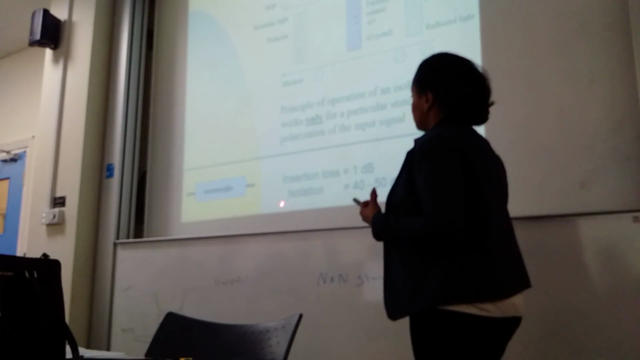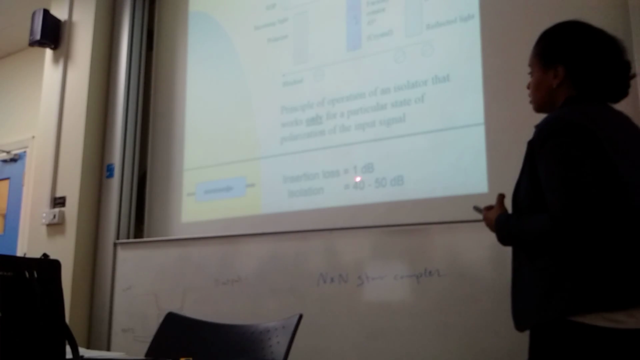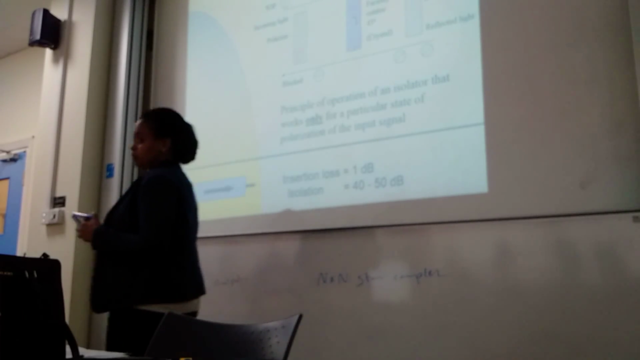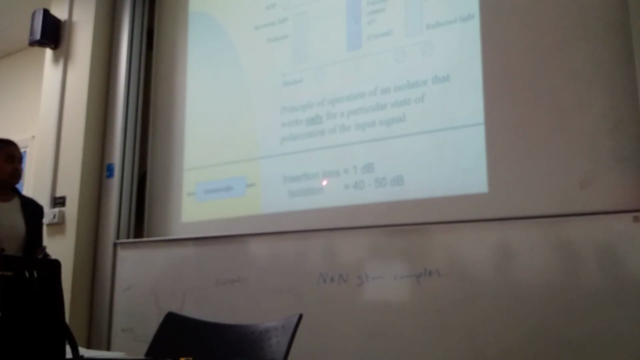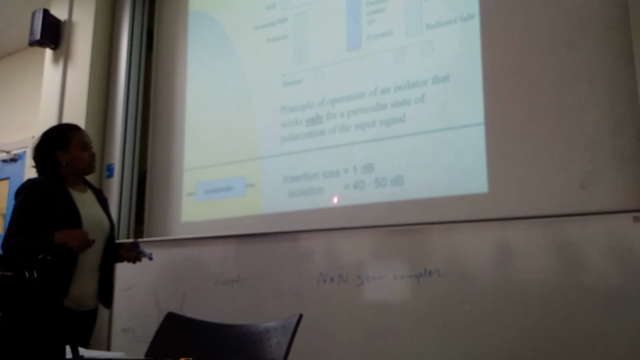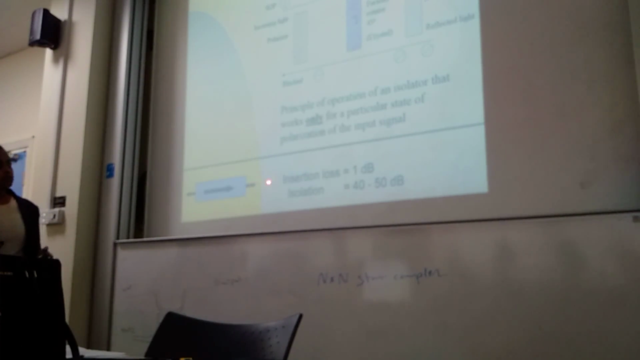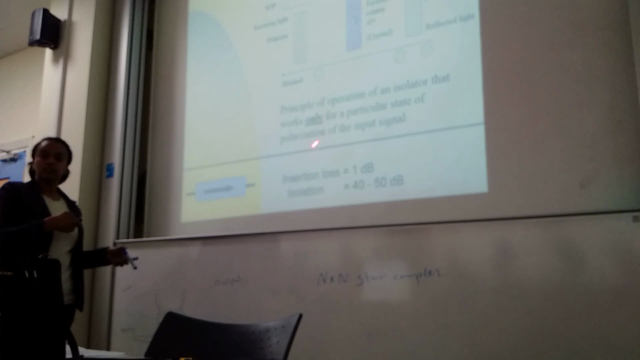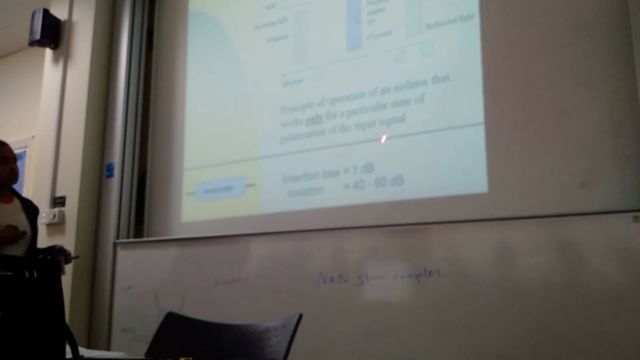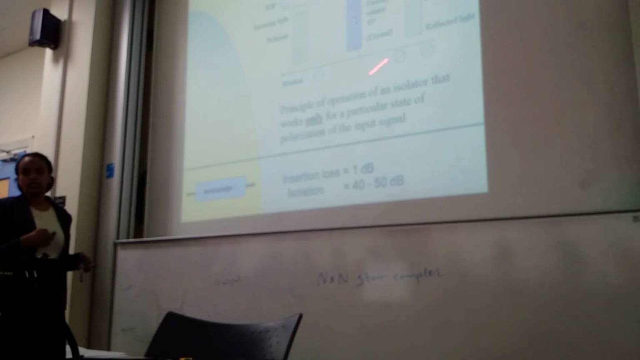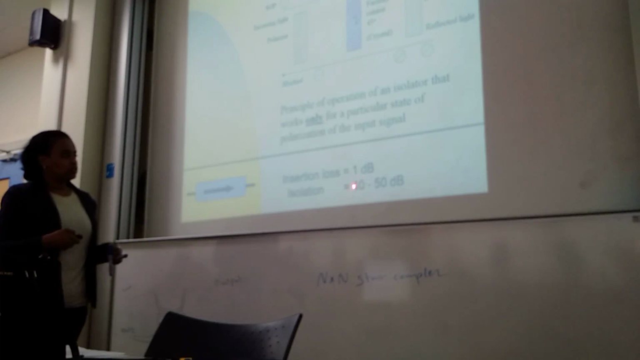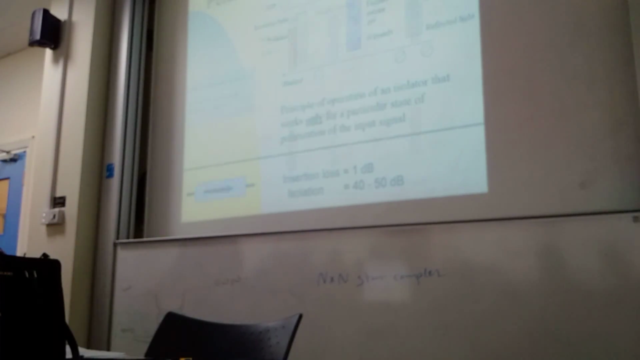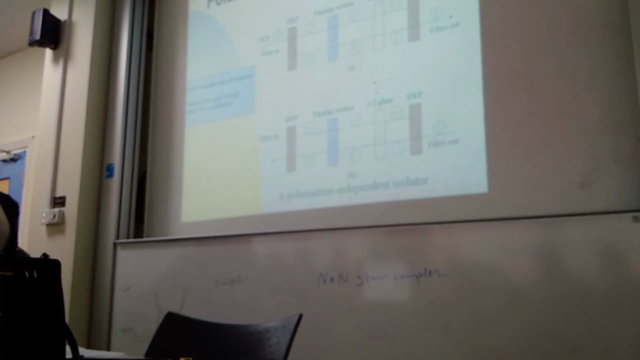Two important key parameters of an isolator are the insertion loss, which is supposed to be very small, 1 dB typically, and the isolation loss, which is the loss in the backwards direction. Insertion loss is the loss in the forward direction. This is the direction we want the signal to pass, so we need a very low insertion loss. Isolation is the other way, the backwards direction, which is typically from 40 to 50 dB. Okay, that was a polarization-dependent isolator.